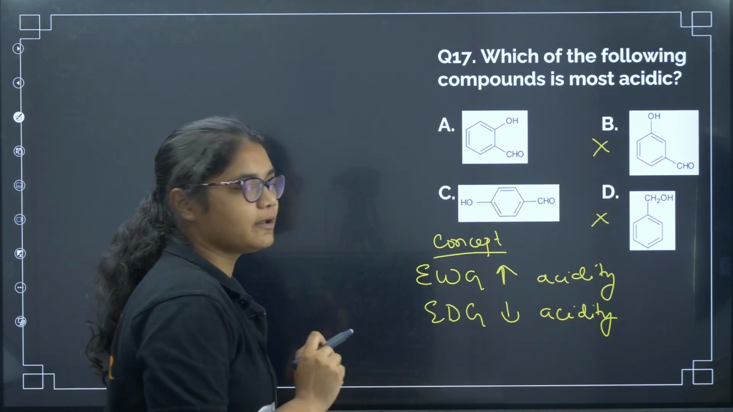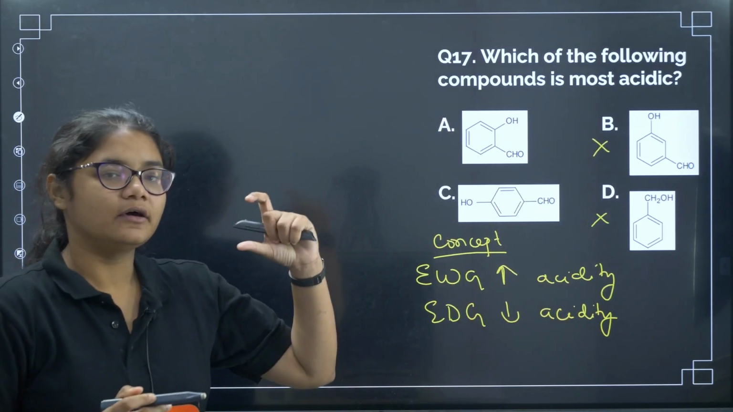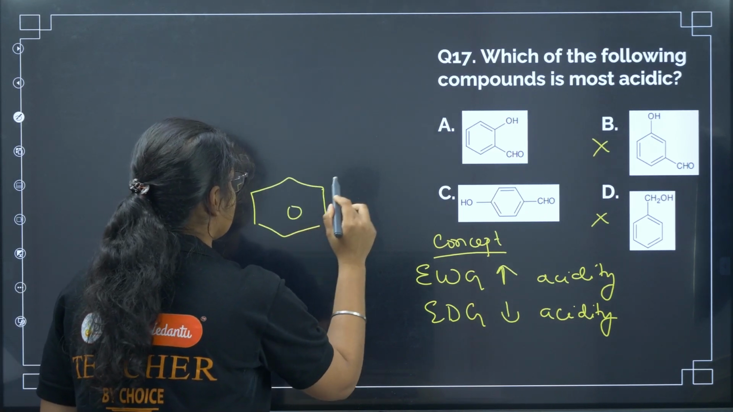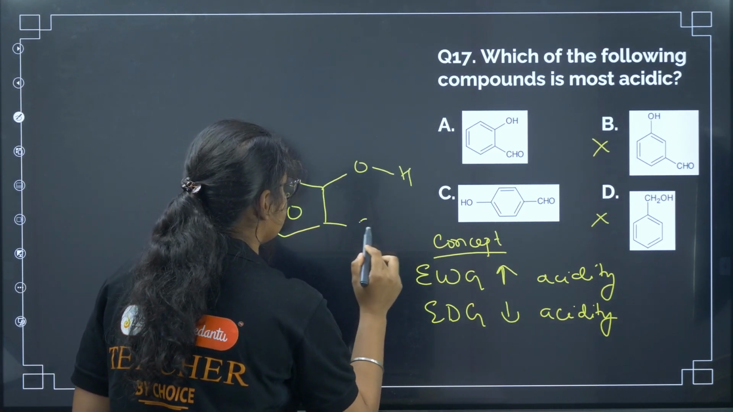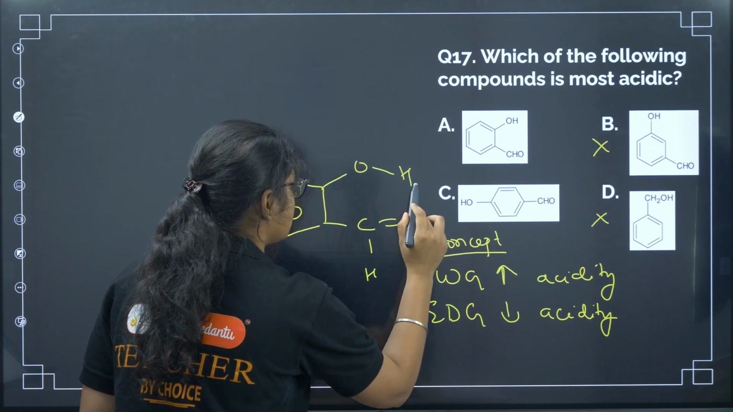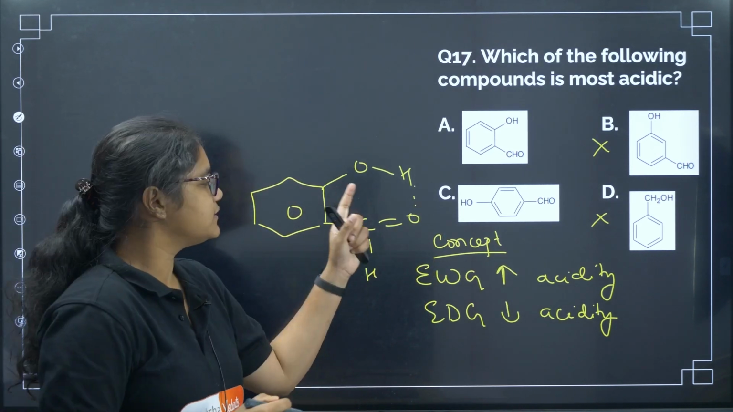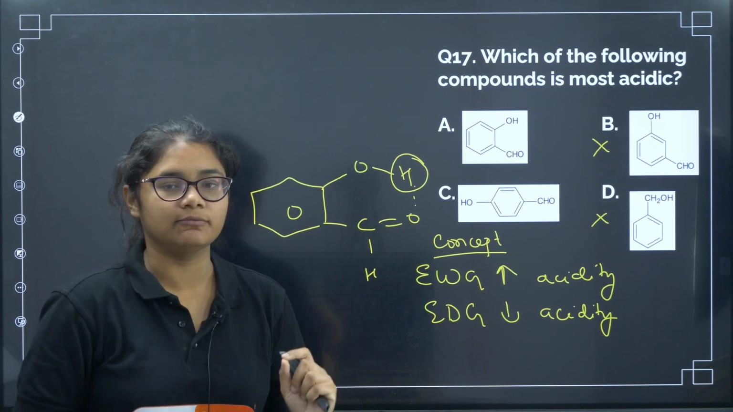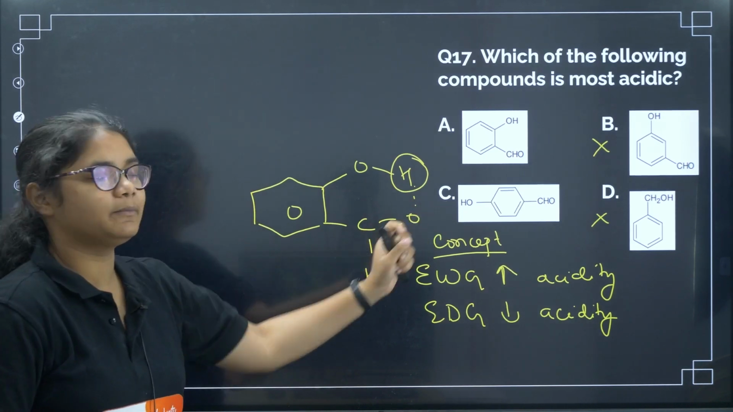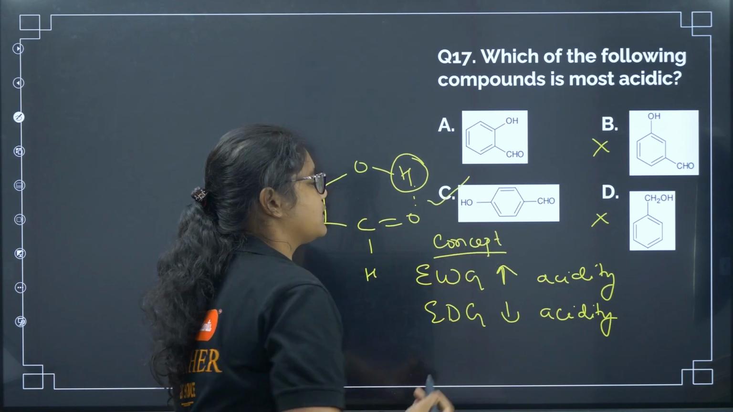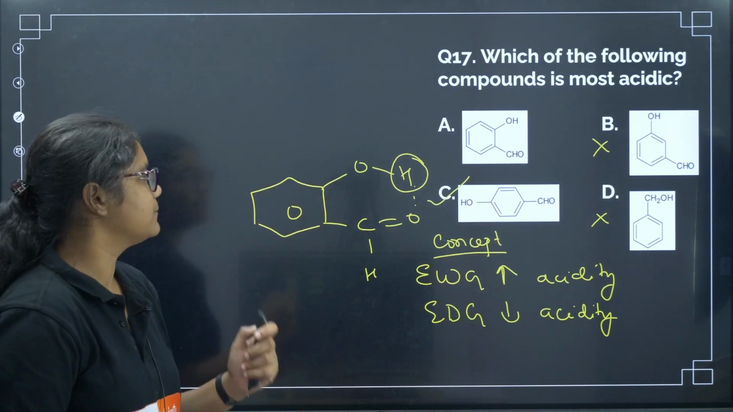Now in ortho and para, both can do resonance and reduce the electron density, but in the ortho position the hydrogen is not easily released because of hydrogen bonding. Some intramolecular hydrogen bonding may be possible. That is why this hydrogen cannot be removed easily as compared to the para compound. So this is the most acidic one. The correct answer will be option number C.